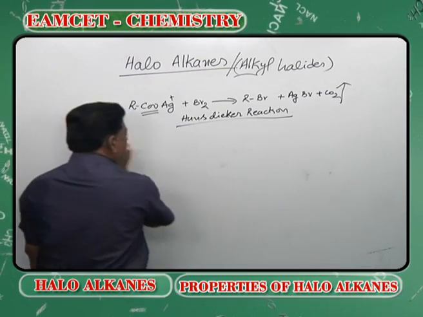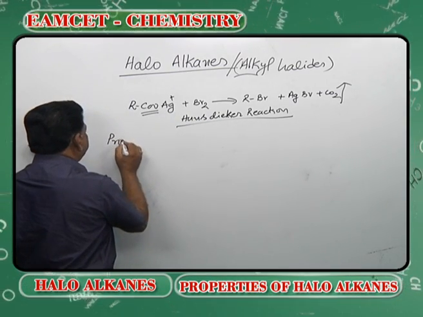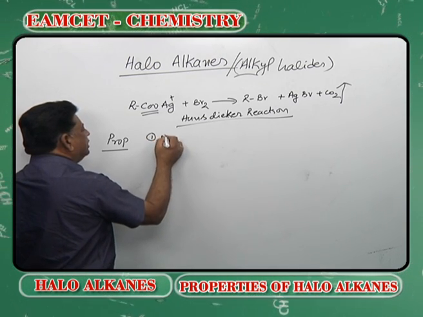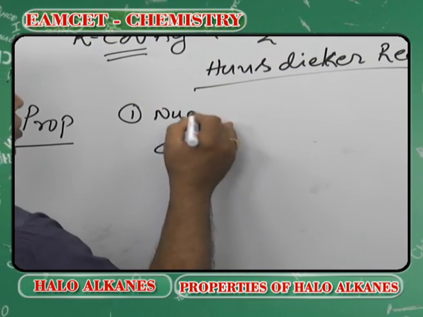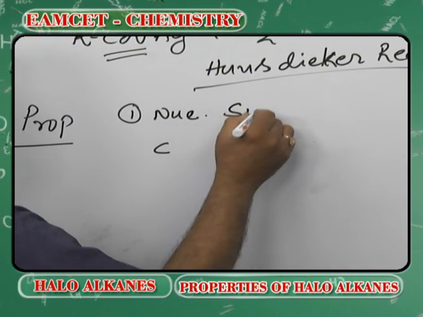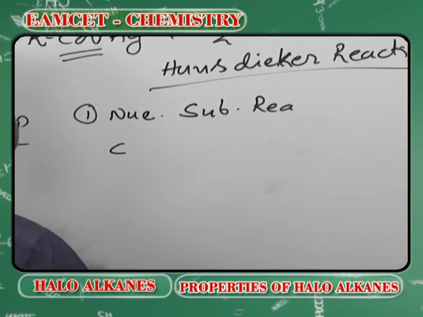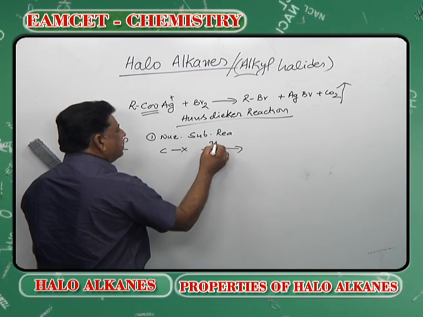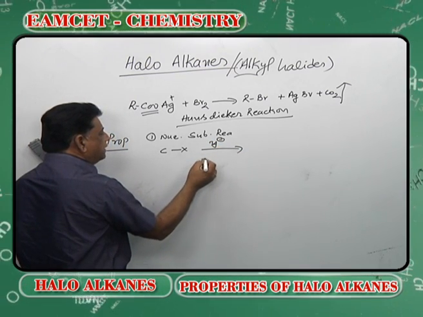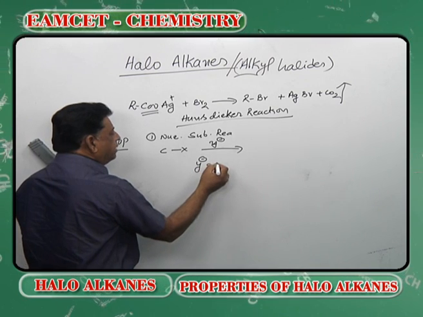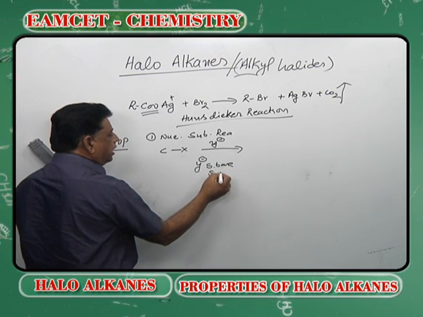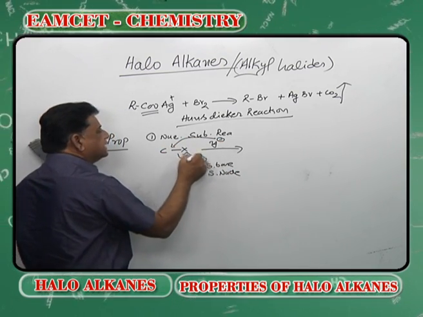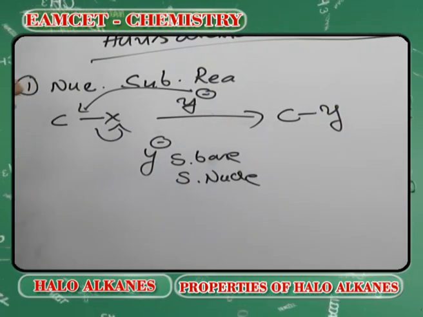Now, let us go for some properties of these compounds. Alkyl halides undergo one important reaction, which is nucleophilic substitution. The reaction can be shown as an alkyl halide treated with Y minus, where Y minus is a strong base or strong nucleophile. Then the Y minus replaces the X and you will get an R-Y type of bond.